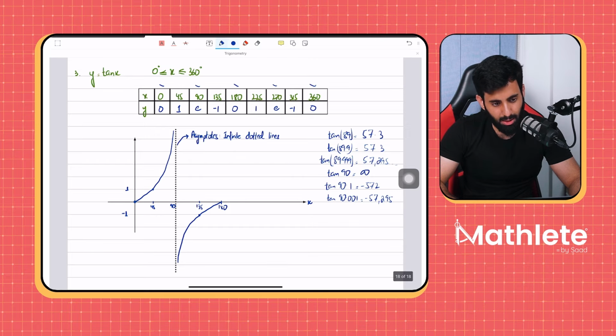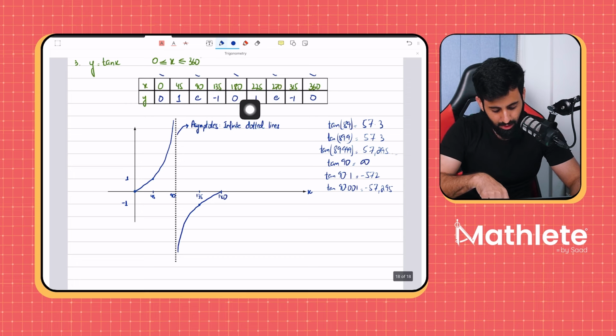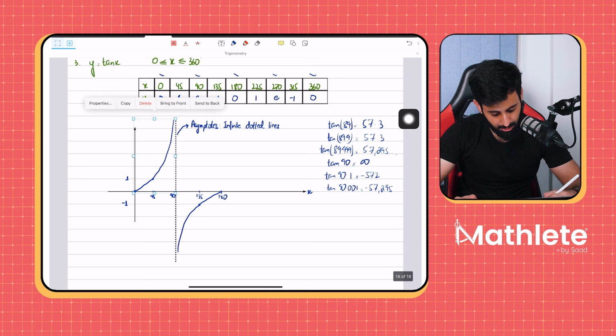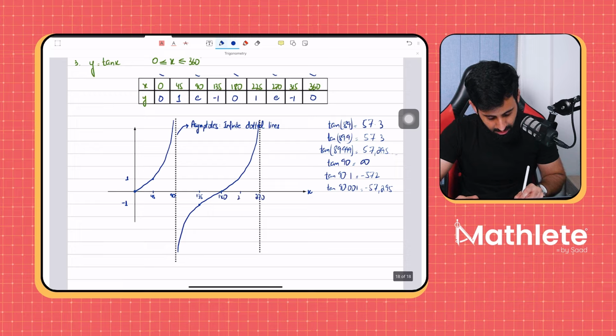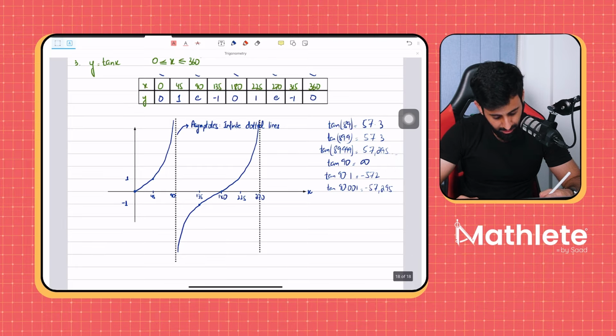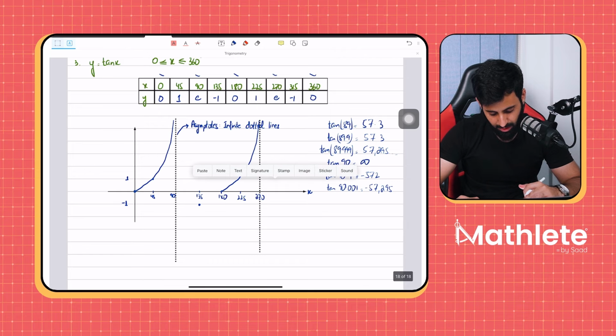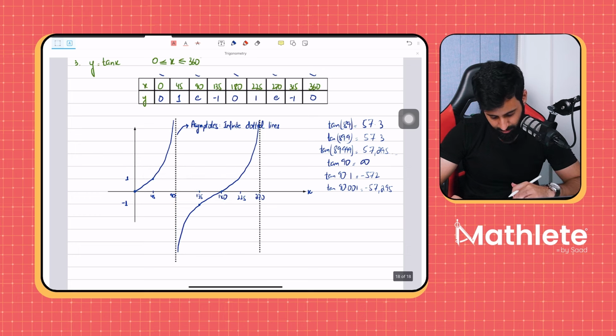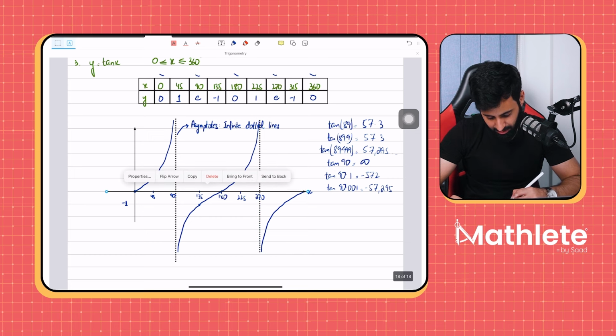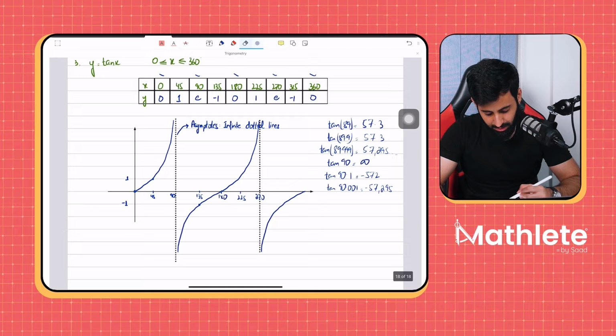Okay. And what do you think will happen if we keep going on? Notice the pattern over here. If we plug in 225, we get 1 again. And at 270, we will get infinity. So somewhere over here is 270. Here is 225. And then at 315, what do we get? We get minus 1. And at 360, we get 0 again. So the same pattern repeats.